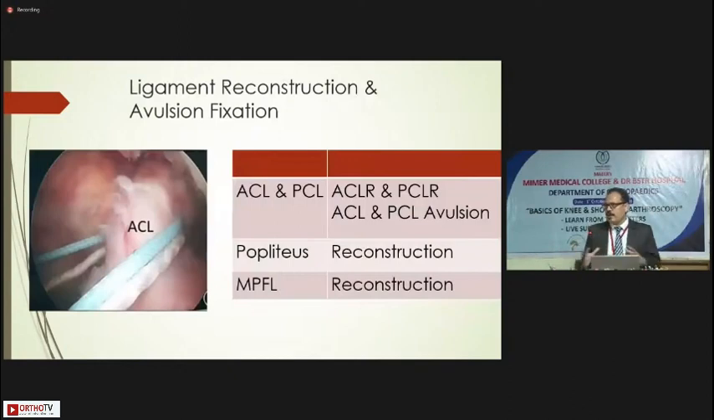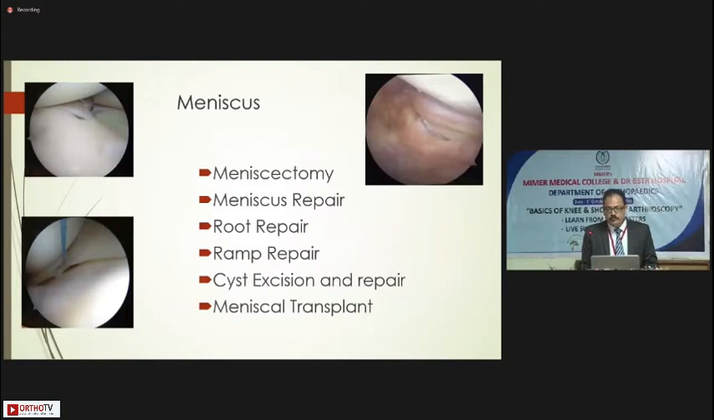So I'm going to make a little mix of all this, and let's go very quickly for the youngsters and the PGs. The ligament reconstructions and avulsion fixations. So ligament injuries, especially ACL, PCL, avulsion and reconstruction. We nowadays also do popliteus reconstruction arthroscopically, and of course MPFL as well. We've done few cases of popliteus avulsion fracture fixations from the femoral side as well.